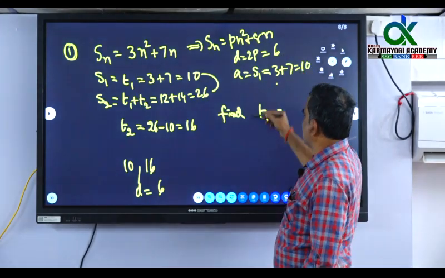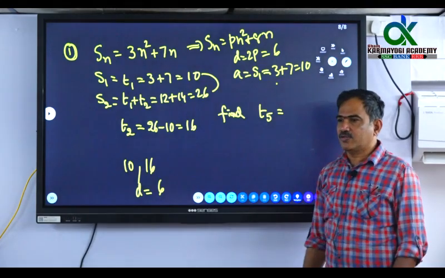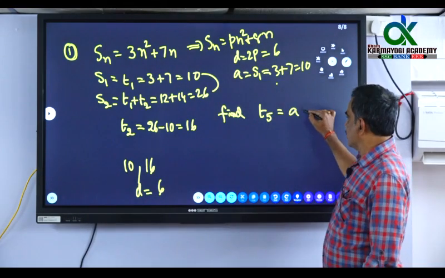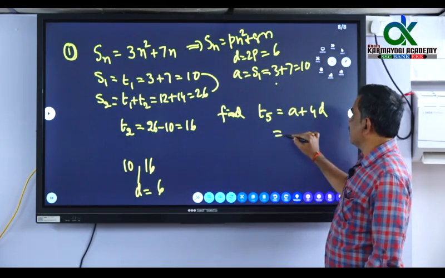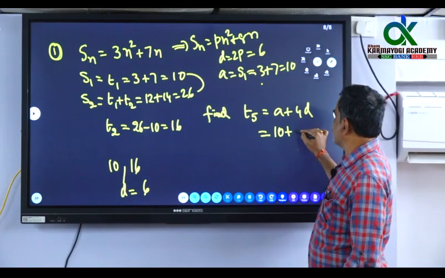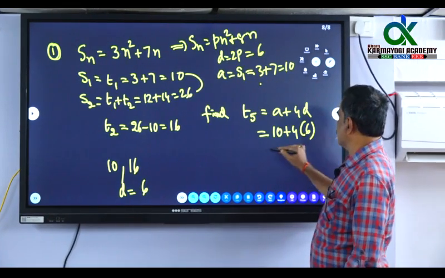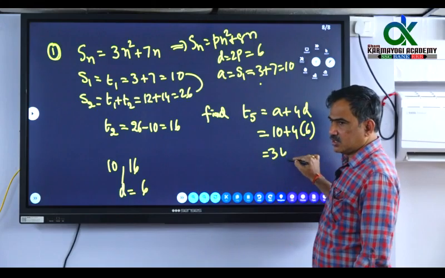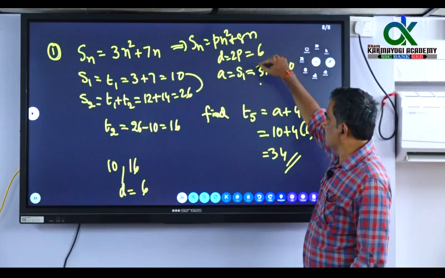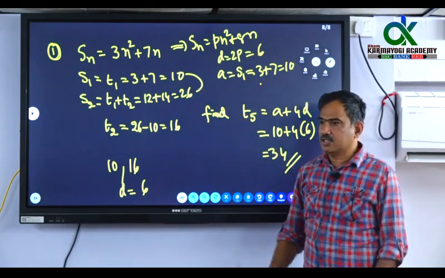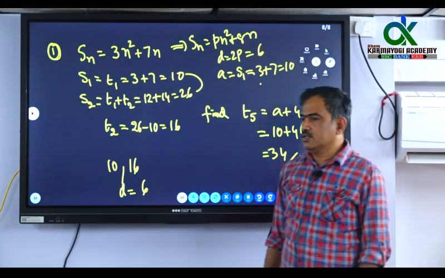First term telsu, common difference telsu. What is fifth term of a progression? a plus 4d. What is a? 10. 4d means 4 into common difference 6. So 24 plus 10. So answer is 34. చూడండి, ఈ మెథడ్ ఈజీగా ఉందా? ఓకేనా? యా.